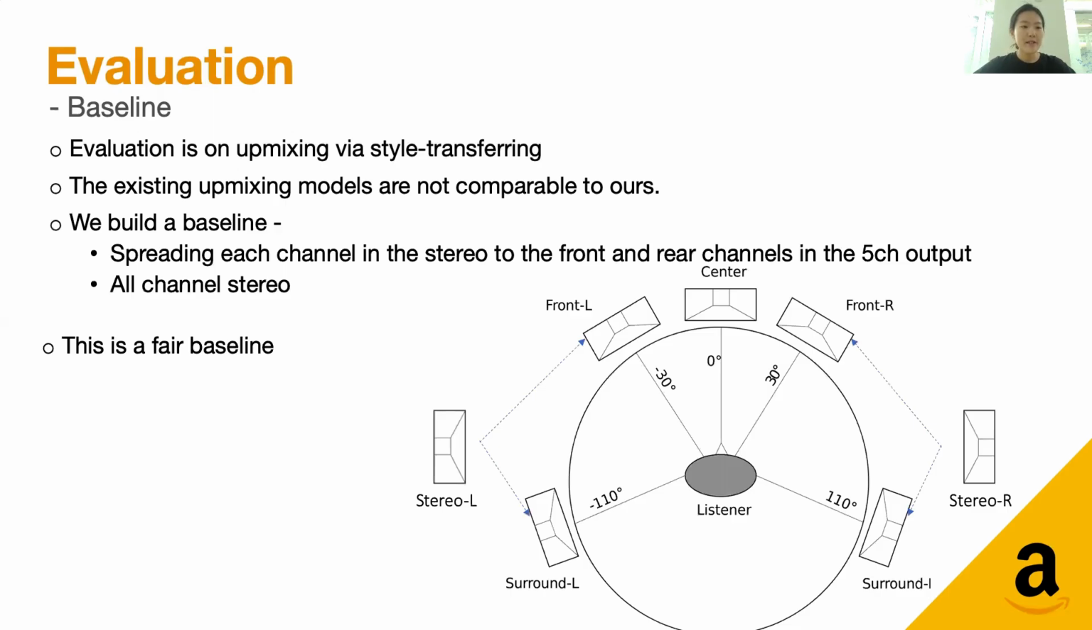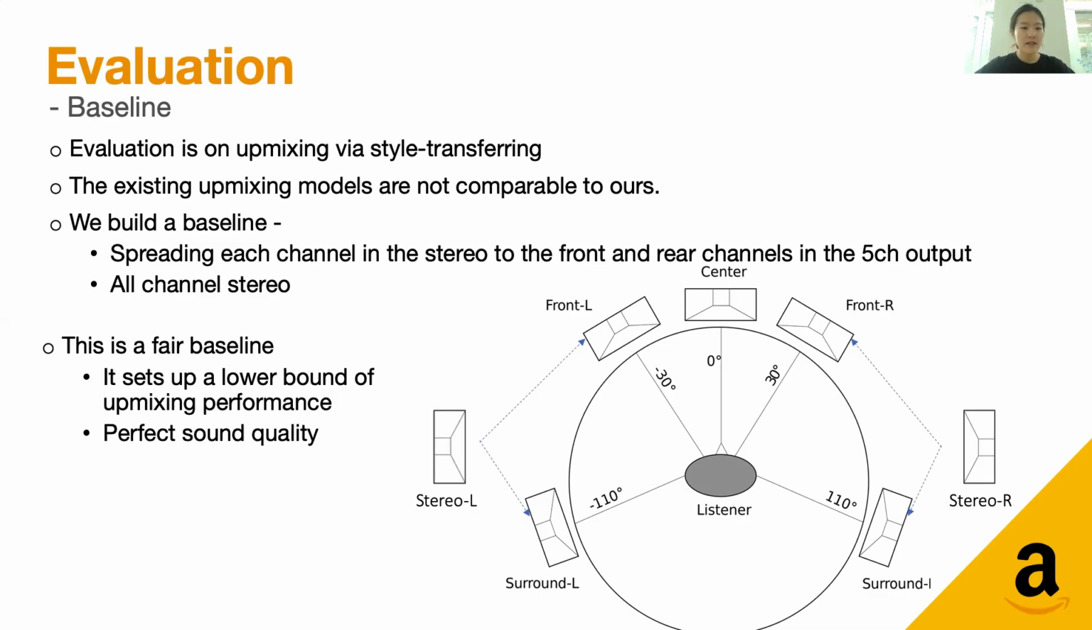We believe this is a fair baseline to our model because, firstly, it sets up a lower bound of upmixing performance, which is straightforward for a network to beat and does have some decent effect. And secondly, it can perfectly preserve the sound quality of the stereo input because it doesn't involve any source separation, which can produce artifacts. So this can potentially be an advantage over our model.